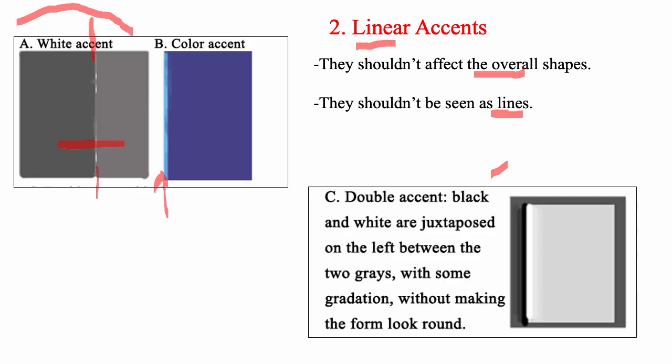And double accents are very effective. What you do is you put a black line here next to a white line, and then gradate away from here so it doesn't look round, and you don't really notice the accent. And look how much this edge stands out compared to the other edges. You don't want to do this all the way around the form, just on one part of it.